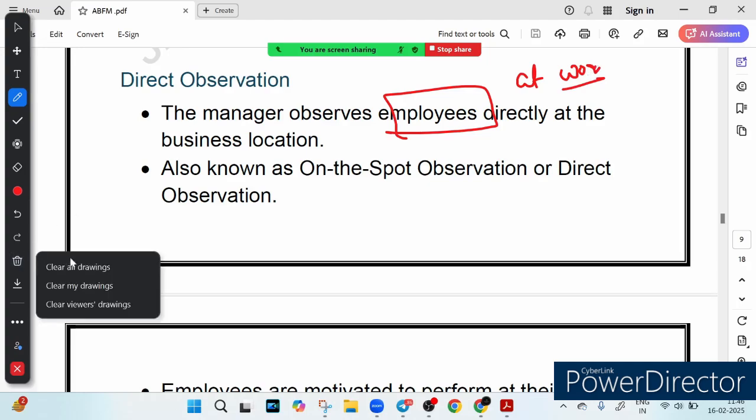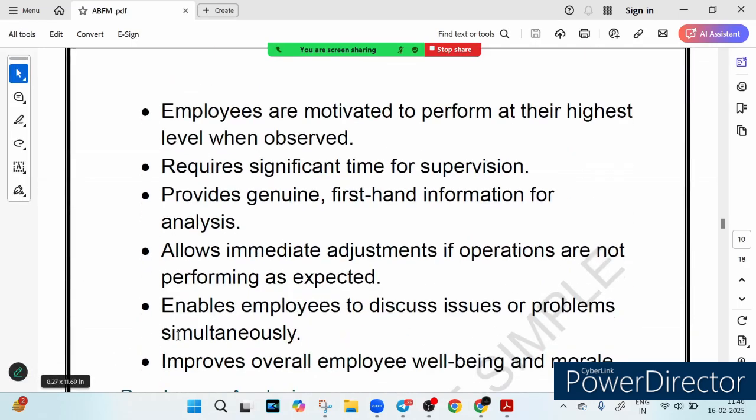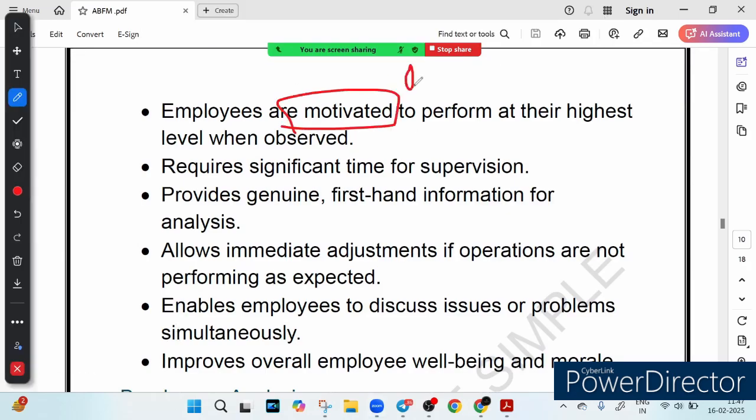So the question is, why is it effective? Employees stay alert and motivated. The first key point is that the ultimate advantage of direct observation is that employees stay alert and motivated. So no one wants to slack off when the boss is watching, right? That is the point. The second point is immediate action, which means that if something is wrong, the manager fixes it on the spot. So that is why direct observation is so important.